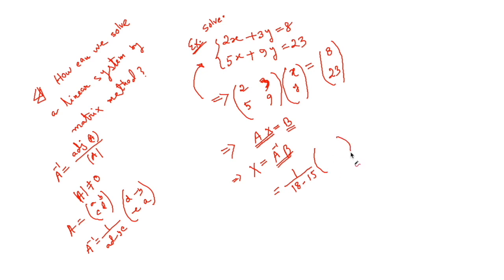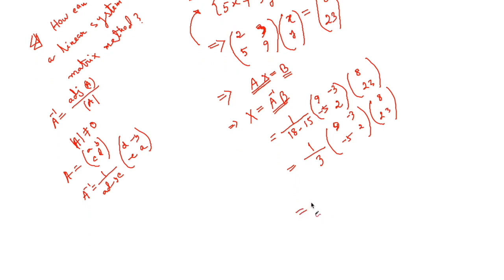And in the adjoint, 2 and 9 will interchange. So I should put 9 here and 2 here. 3 will be here, but the sign will be opposite, minus 3. 5 will be minus 5. This is the inverse, and you need to multiply it by B, which is 8, 23, and this equals 1 by 3, times 9, minus 3, minus 5, 2, times 8, 23.